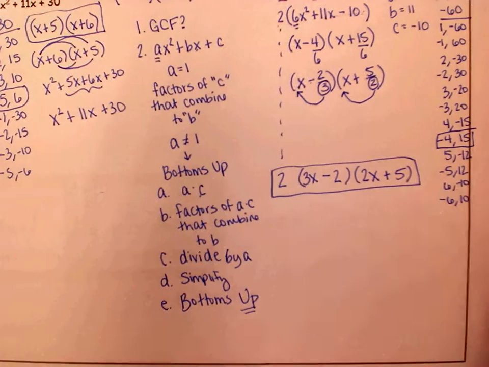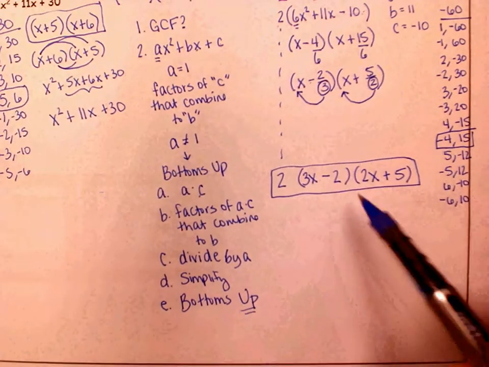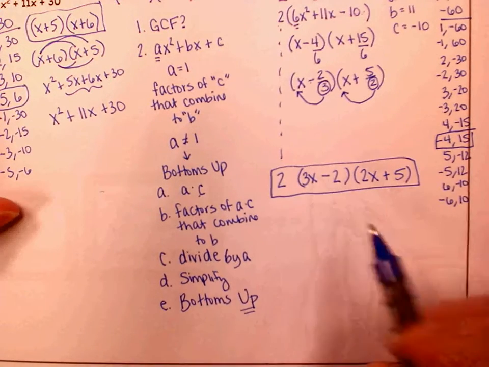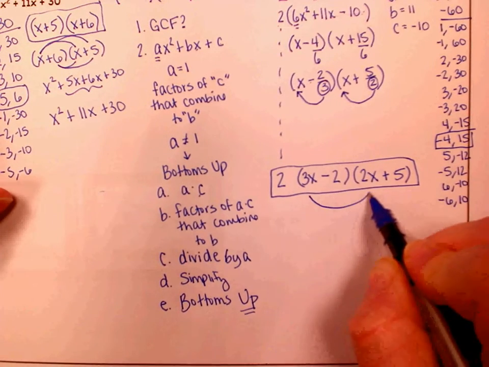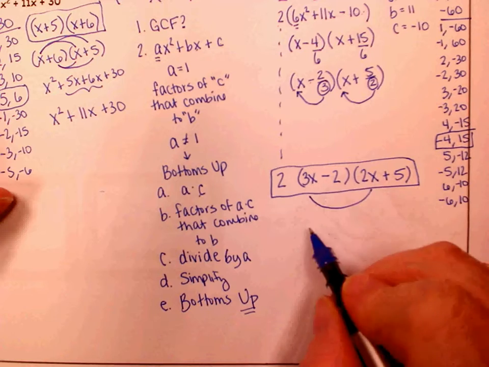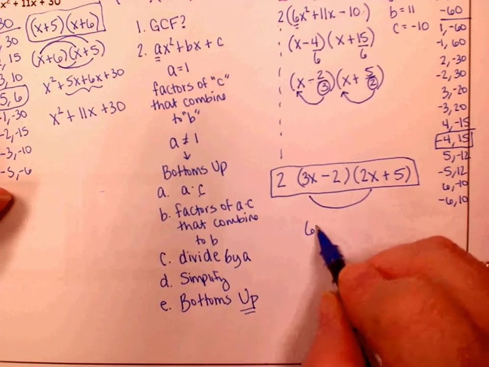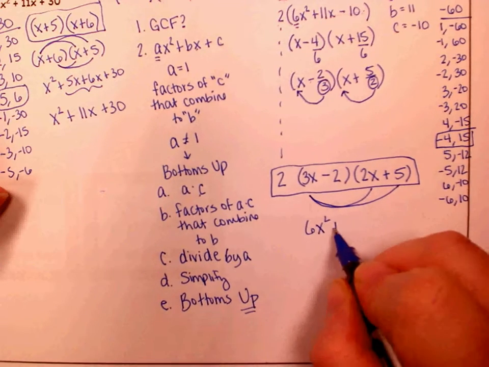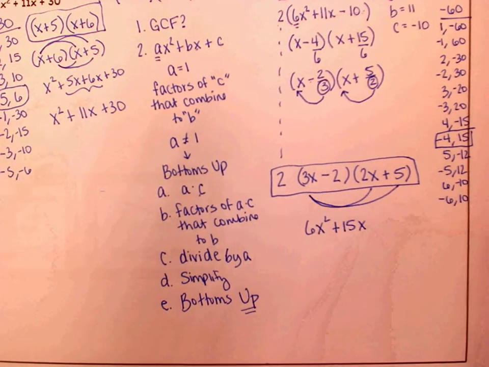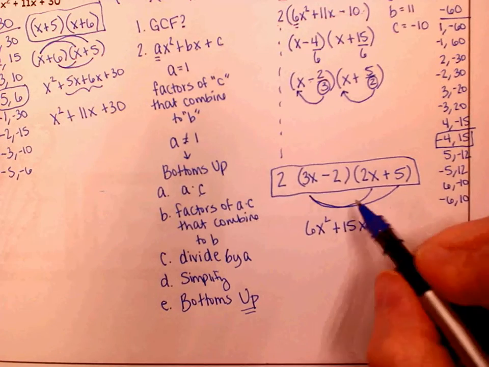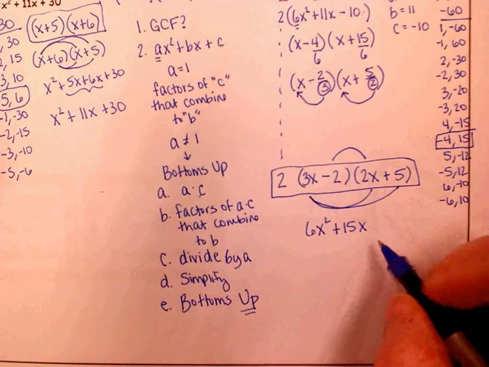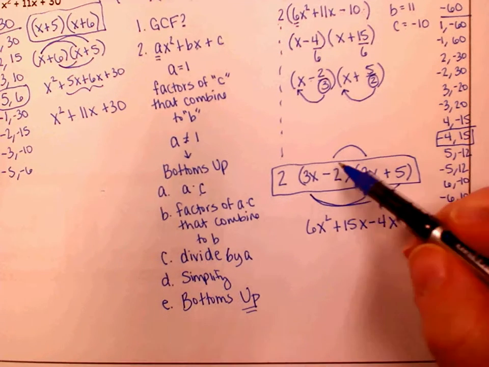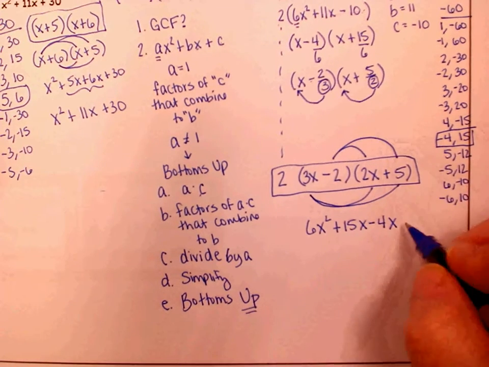All right, so now we can check it. Just like we did up here by distributing, I can check this. So if I multiply the 3x times the 2x, 3 times 2 is 6. X times x is x squared. If I multiply the 3x times the 5, 3 times 5 is 15, and then the x doesn't have another x to add exponents with. Then I multiply the negative 2 times the 2x. Negative 2 times 2 is negative 4, and we just have an x. And then negative 2 times 5 is negative 10.